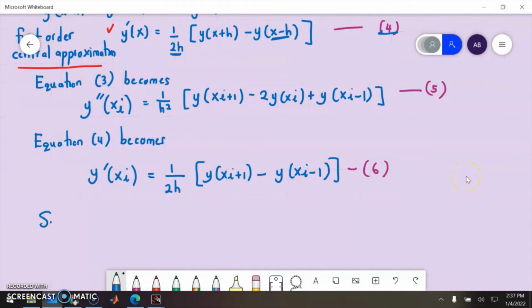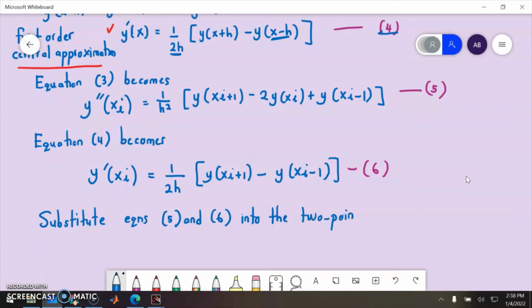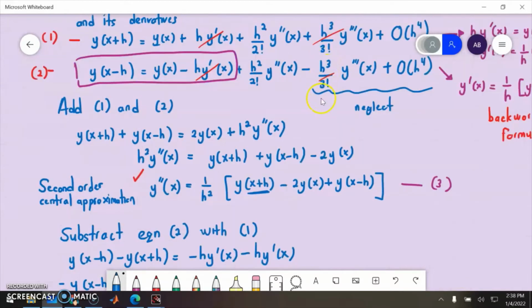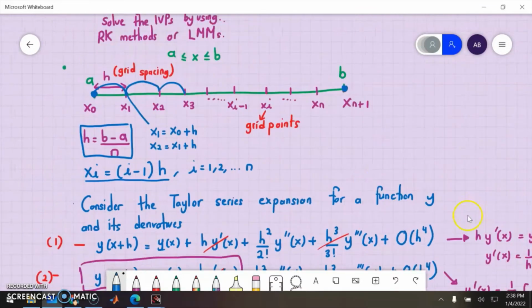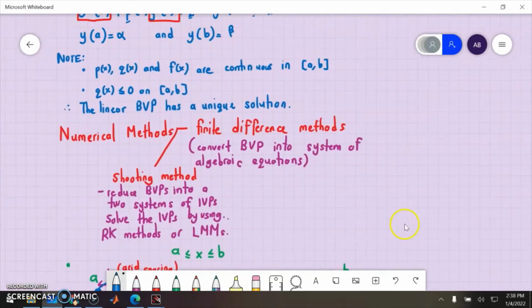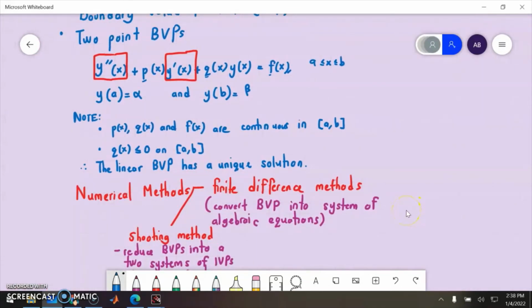What we want to do here is substitute equation 5 and 6 into the 2-point boundary value problem. What is the 2-point boundary value problem? The one that I defined earlier just now. Yes, this is the one. Put a big star here.